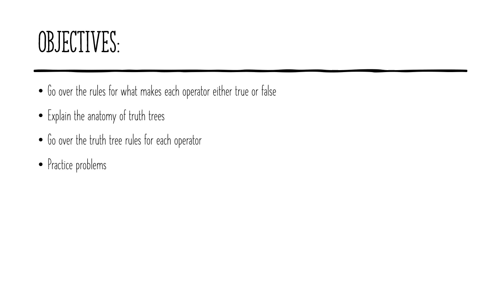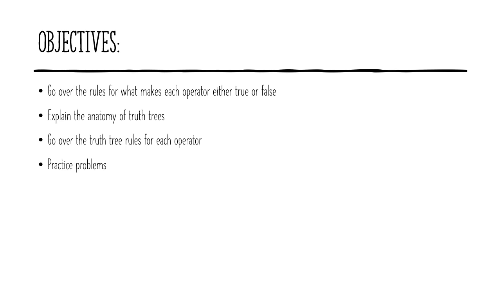In this presentation, I'm just going to give you an overview of truth trees. There's going to be a lot of information here, so you might want to watch this presentation a couple times over. First, I'm going to give you an account of what makes each of the operators either true or false, an oral representation of what makes them true or false. And then I want to explain the anatomy of the truth trees so you can see which side goes for which side, because then we're going to see what the actual rules for the operators are in the truth tree setup.